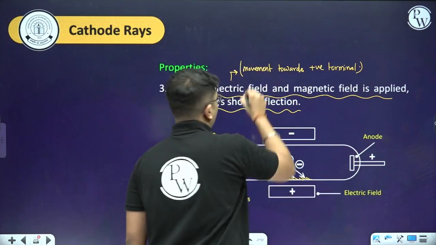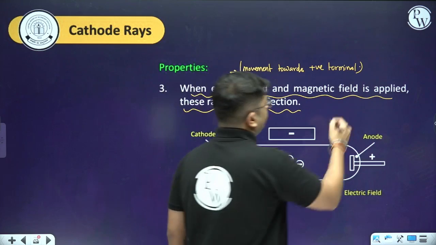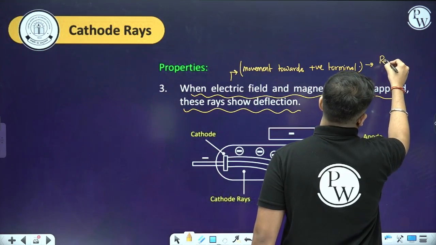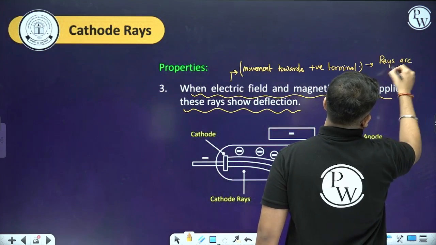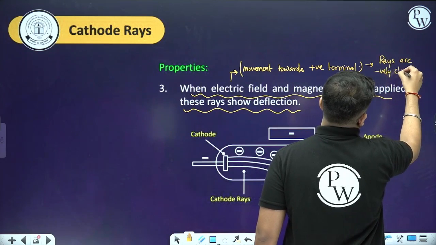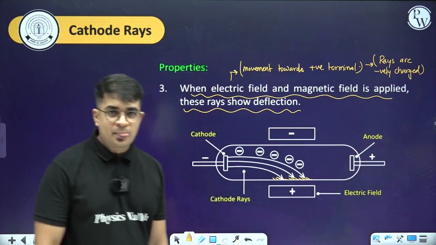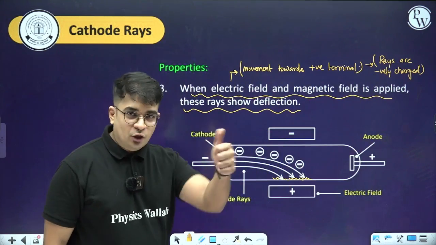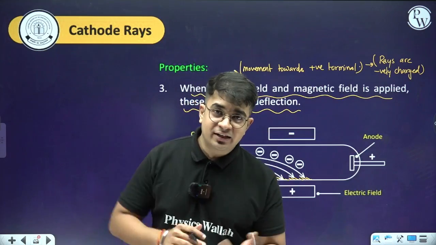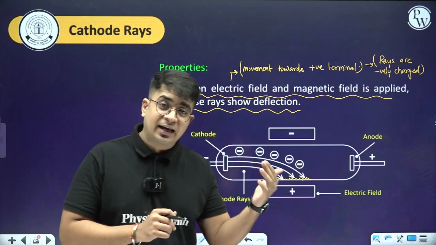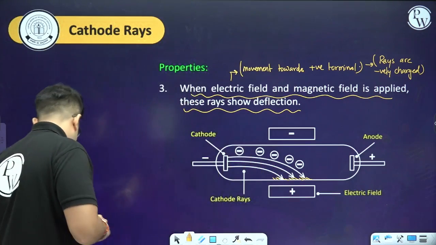What is the meaning here? It means that the rays are negatively charged in nature. Okay, I hope this part is clear. Now they travel in a straight line, they have certain mechanical effect, and they are actually negatively charged in nature.